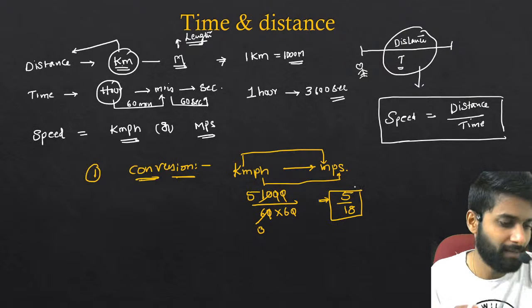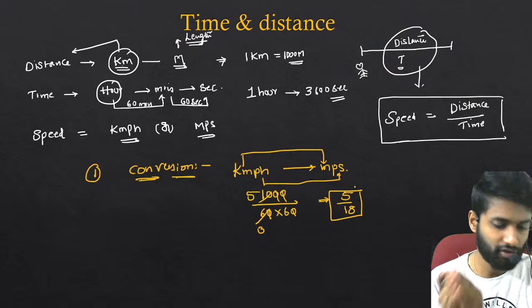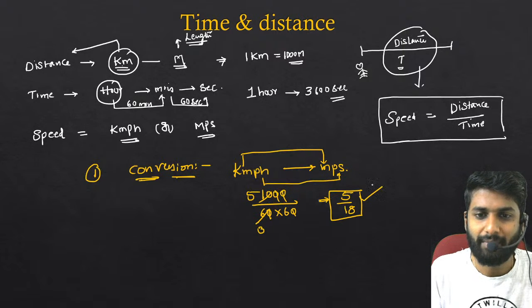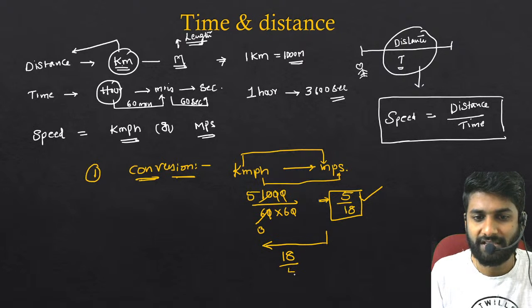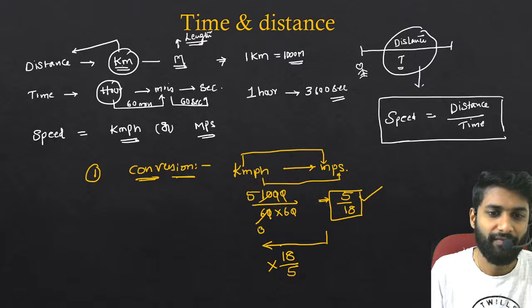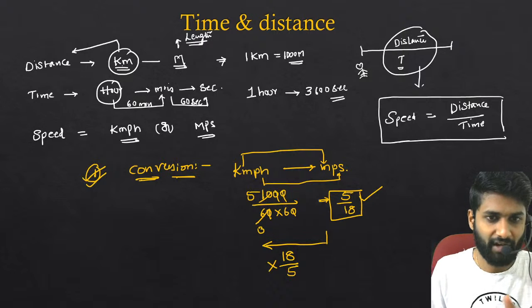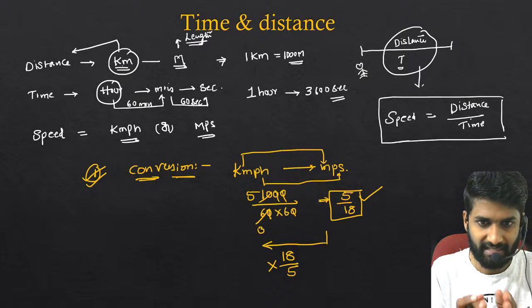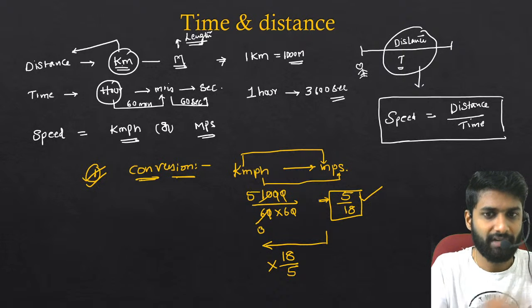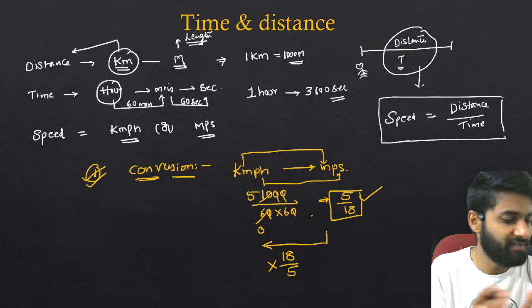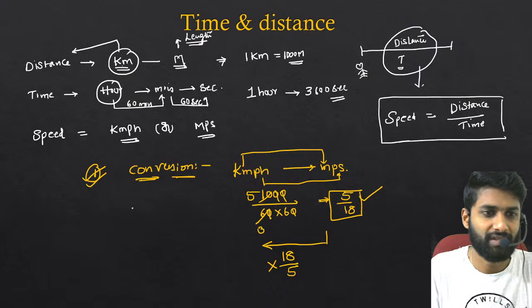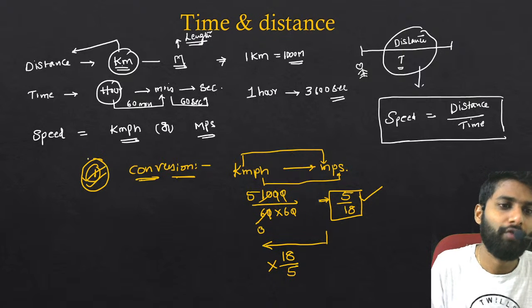Then what is the first important part? If you convert kilometer per hour to meter per second, the number is multiplied with 5 by 18. In the same way, if you convert meter per second to kilometer per hour, the number is multiplied with 18 by 5. So that is the theory of conversion. This is the first important part of going with a conversion.